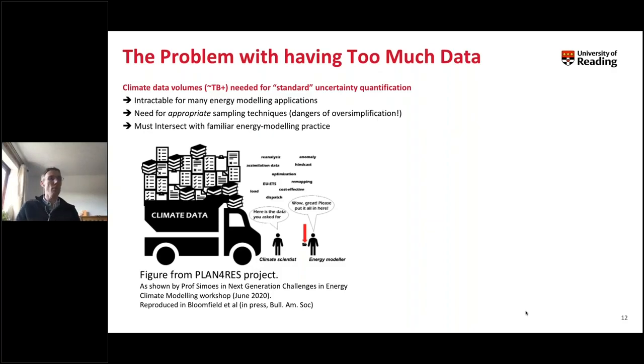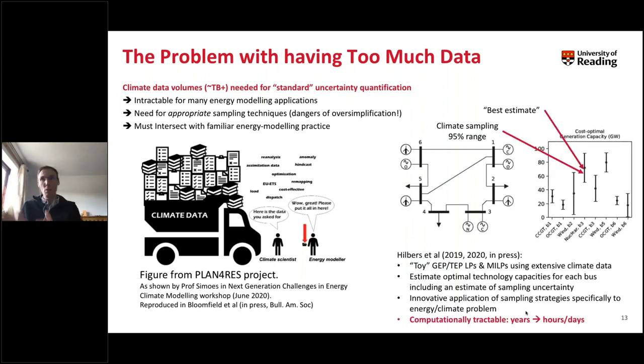This is a figure that was presented at this workshop. I believe it comes from the Plan FRES project, and it was Professor Smoes who showed it. This idea that there's this truckload of climate data, but how do we get it into this tiny little folder that is the capacity of an energy system model to ingest it? So we need techniques that sample it cleverly, in a way that is safe from a climate perspective. In my own group, I've been working on this with a student of mine, Aidan Hilbers, who is giving a talk and presenting posters later, and I'd very much encourage you to see that.